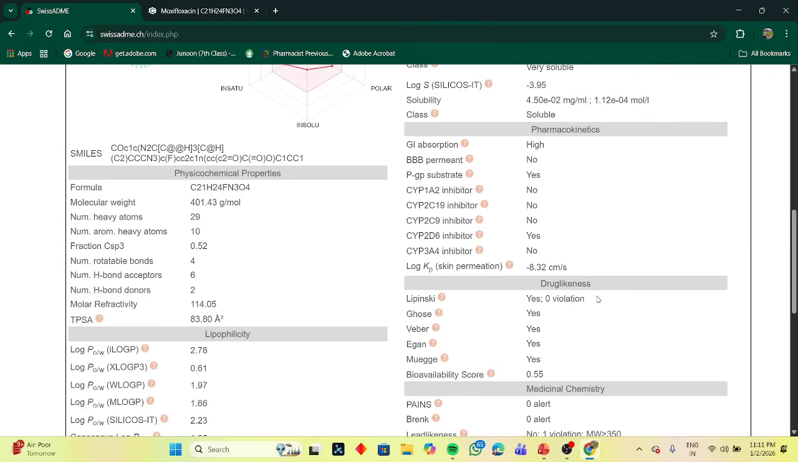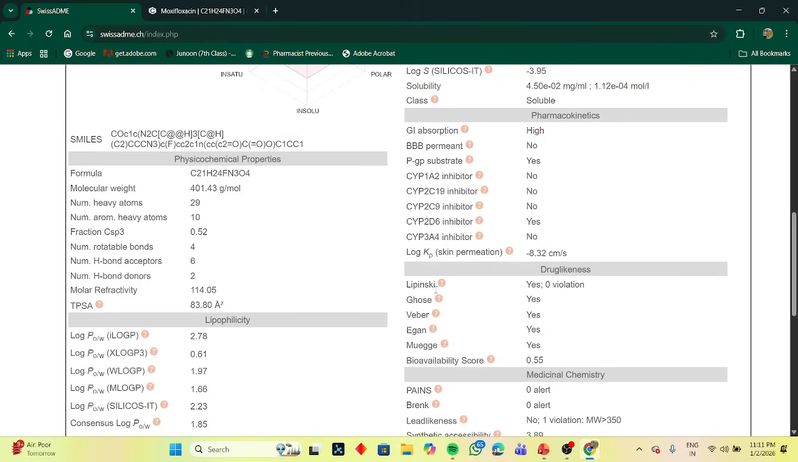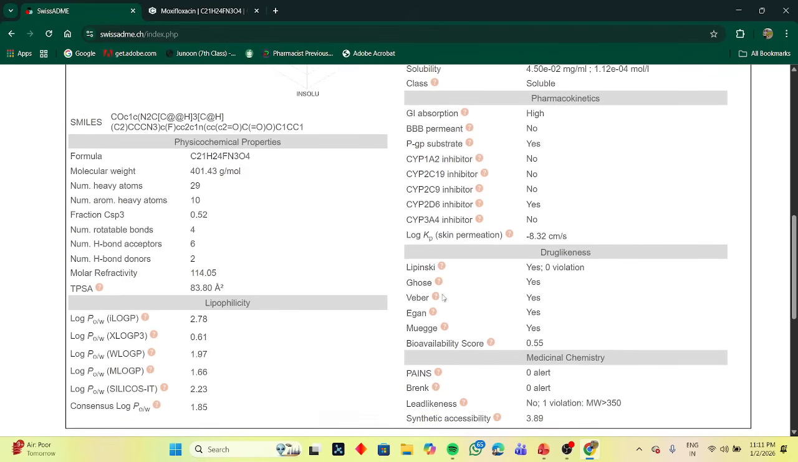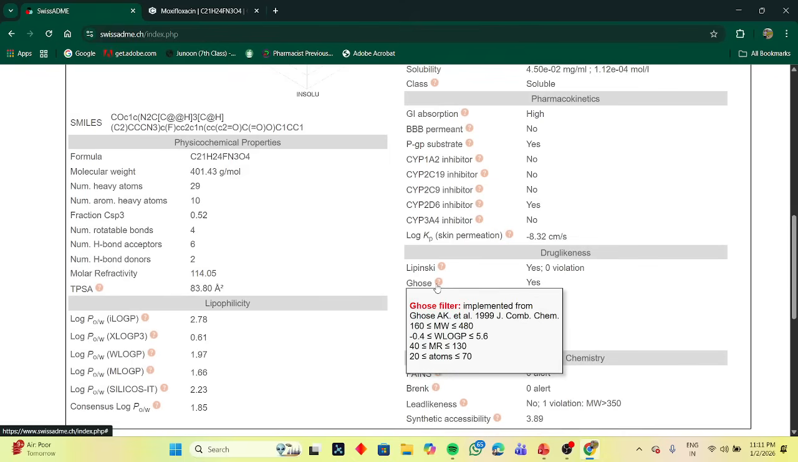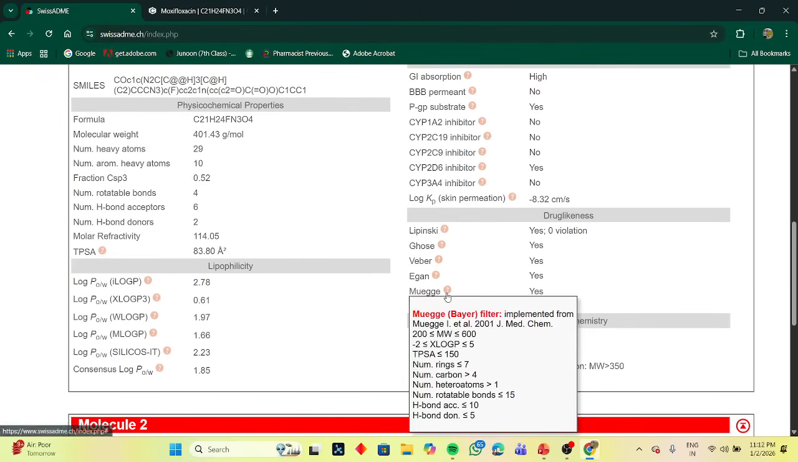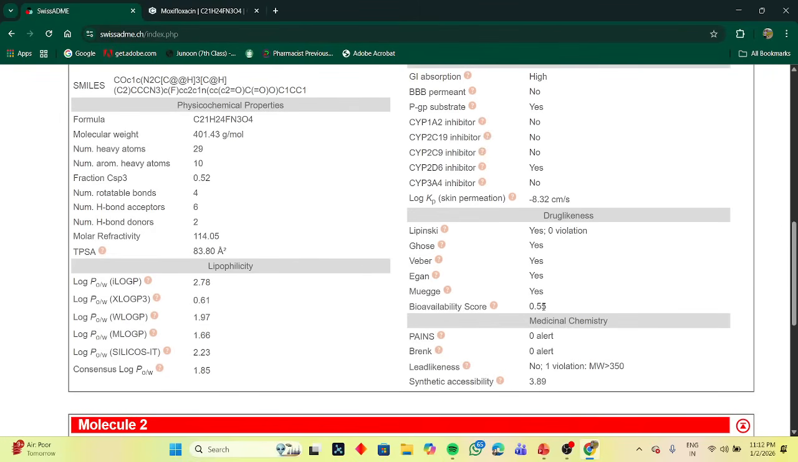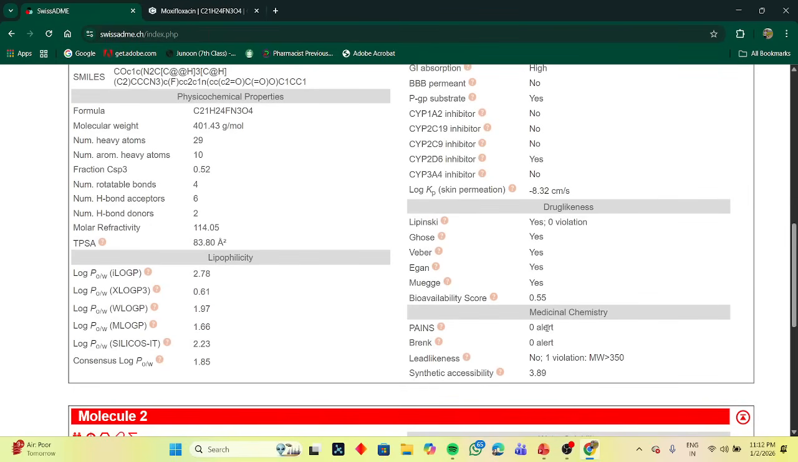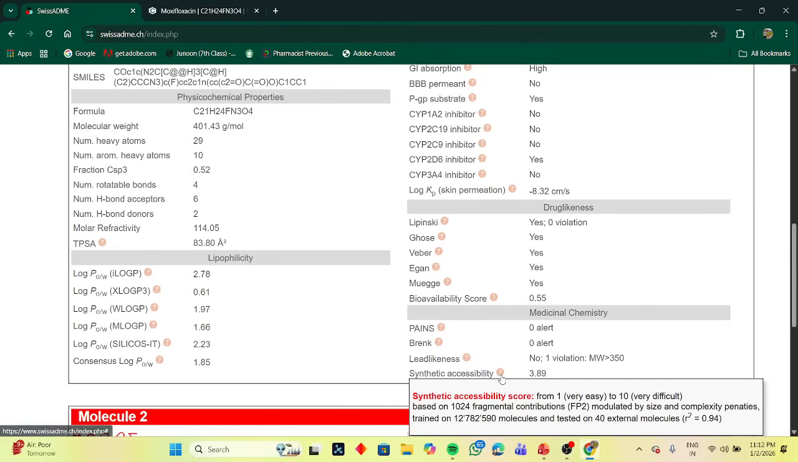Next comes the druggability or drug-likeness study. It does not have any violation and follows the Lipinski rule of five. There are other parameters like Ghose. According to Ghose, the molecular weight should be between 160 and 480. You can go through the Ghose parameter, the Veber parameter, and the Muegge. The bioavailability score is 0.55, and from the medicinal chemistry point of view, the synthetic accessibility is 3.89.